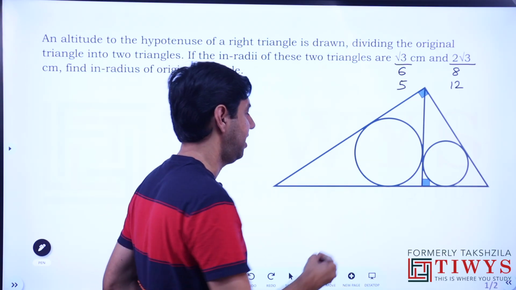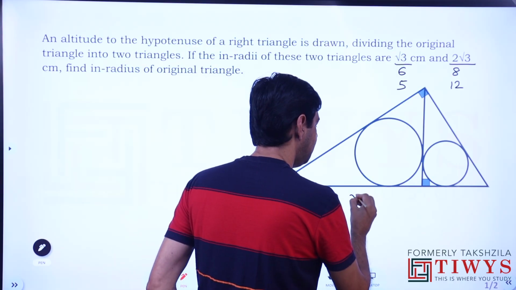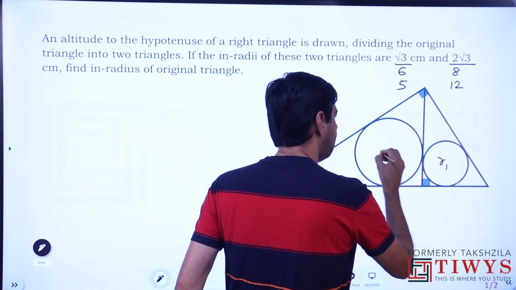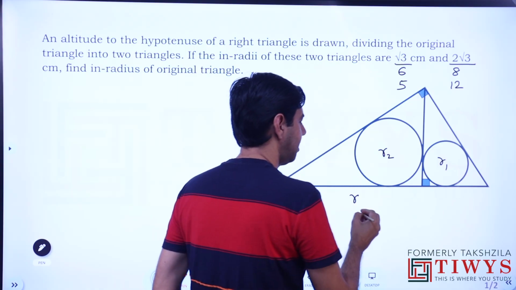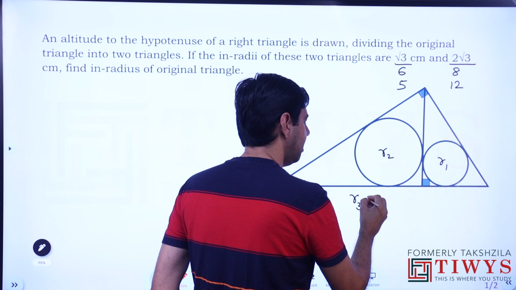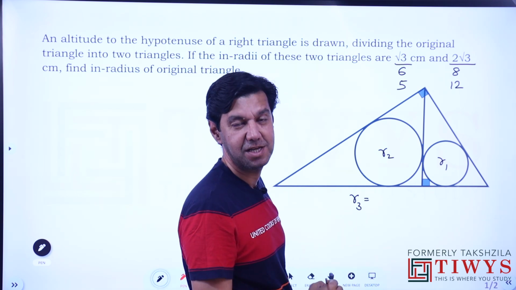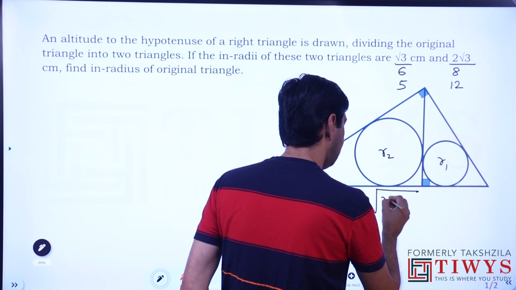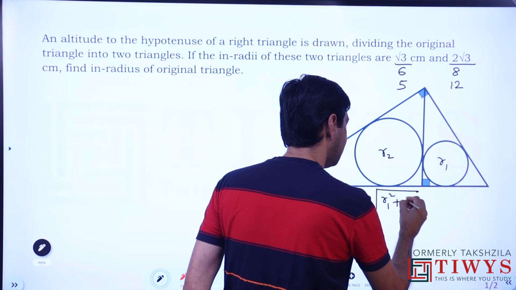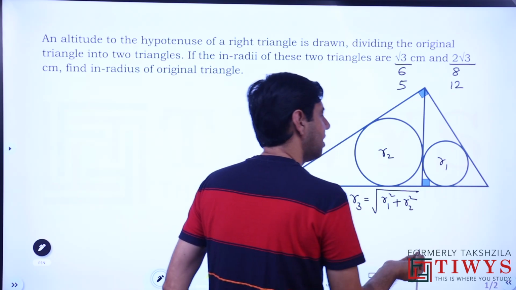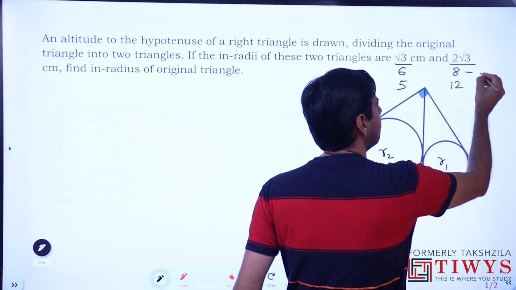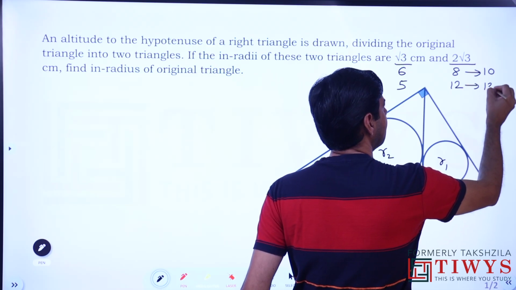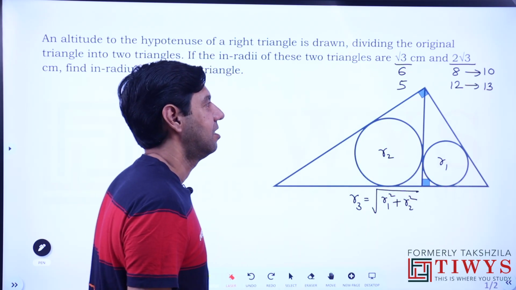Pythagorean triplets. And yes, students, the relation between R1, R2, R3 is that they are going to be a triplet. R1, R2, R3 will satisfy the Pythagoras relation. So R3 is going to be the square root of R1 square plus R2 square. So if it is 6, 8, you directly know that R3 is going to be 10. If it is 5, 12, we directly know that R3 is going to be 13.